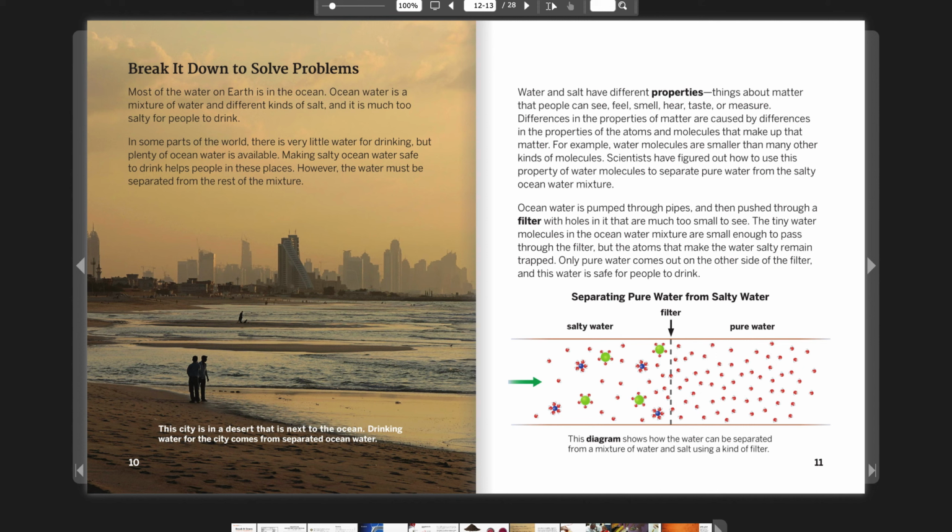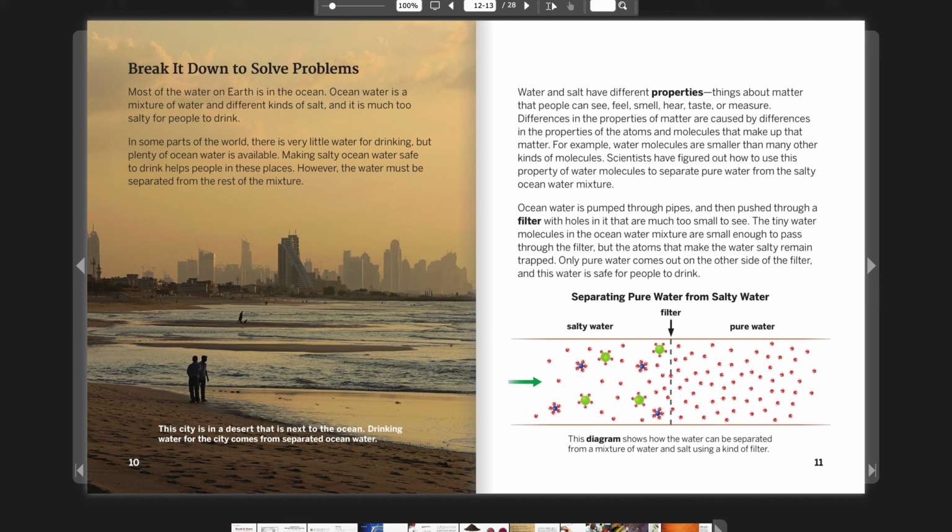Water and salt have different properties, things about matter that people can see, feel, smell, hear, taste, or measure. Differences in the properties of matter are caused by differences in the properties of the atoms and molecules that make up that matter. For example, water molecules are smaller than many other kinds of molecules. Scientists have figured out how to use this property of water molecules to separate pure water from the salty ocean water mixture.